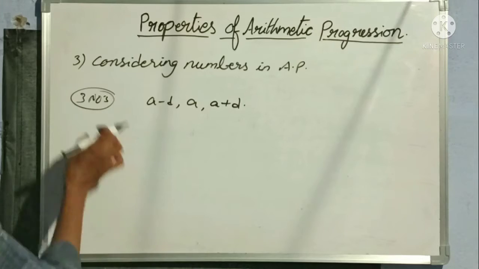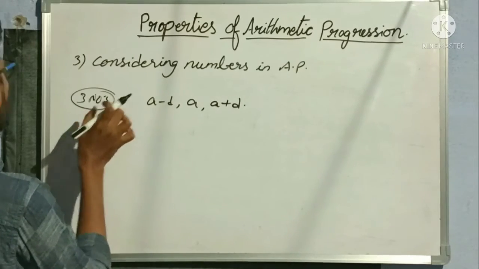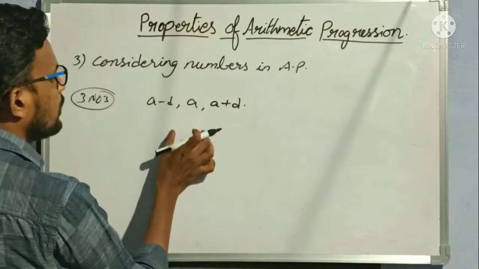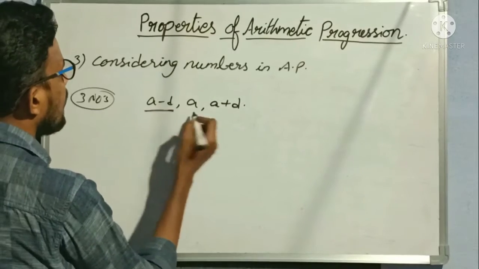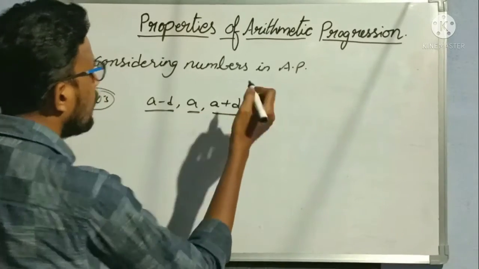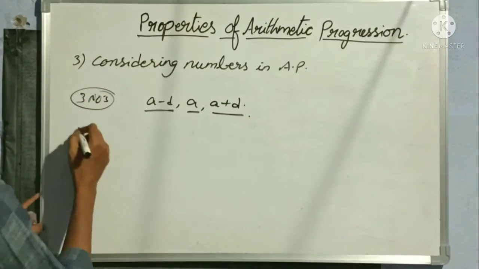Understood? So whenever he has given in the question that three numbers are in arithmetic progression, then we have to consider the three numbers as A minus D, A and A plus D. Next, four numbers.